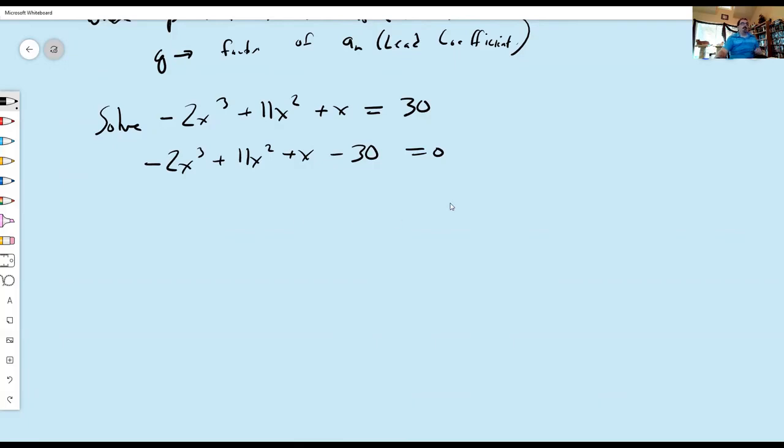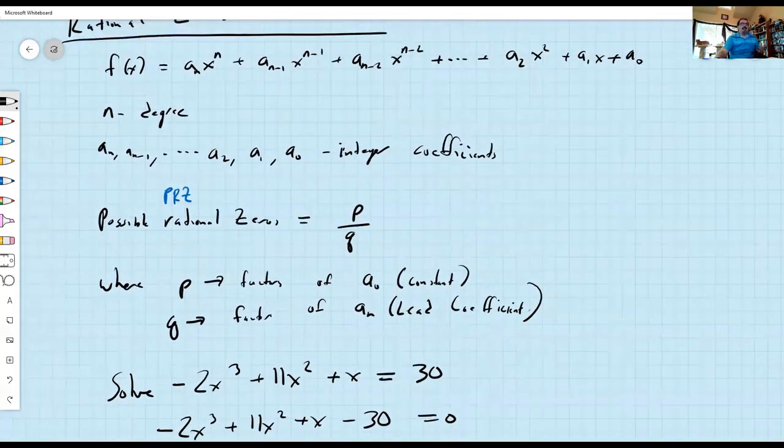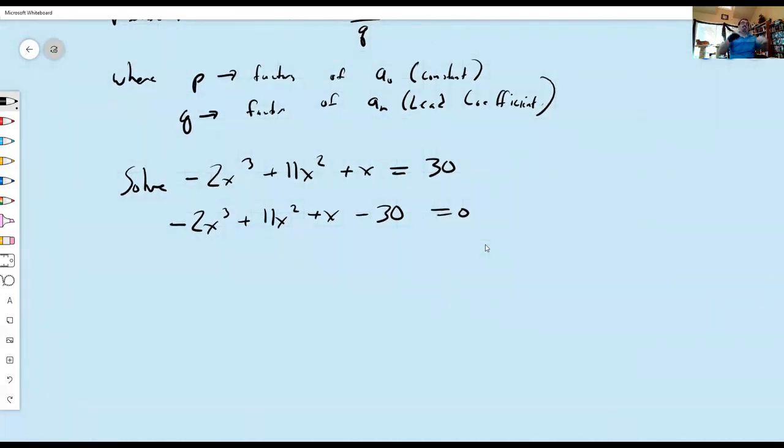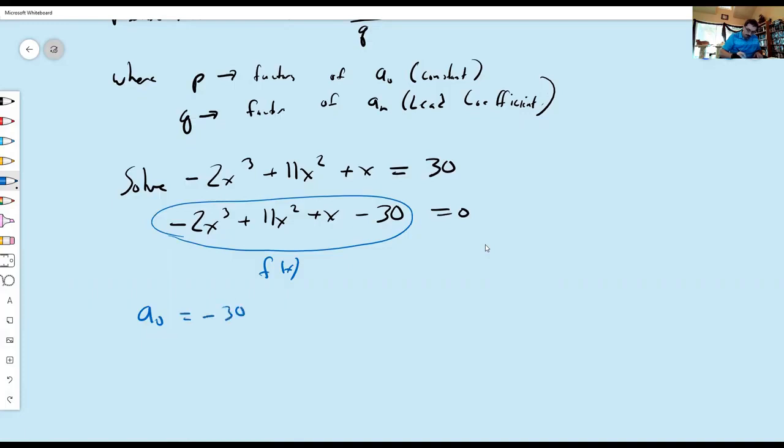Now, as far as this problem is concerned, to use the rational zeros theorem, you need f of x. In our problem, we're not told explicitly that there is f of x. But is this a polynomial? If it is, that means this thing here is f of x. And in order to do it, I need to look at the lead coefficient and the constant. So let's start with the constant. The constant, a0, is equal to minus 30.